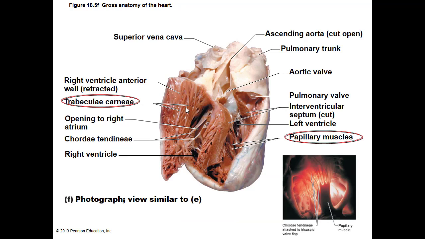The inside has the trabeculae carneae, and you have the papillary muscles that are going to anchor some of those cords that are attached to the tendons.